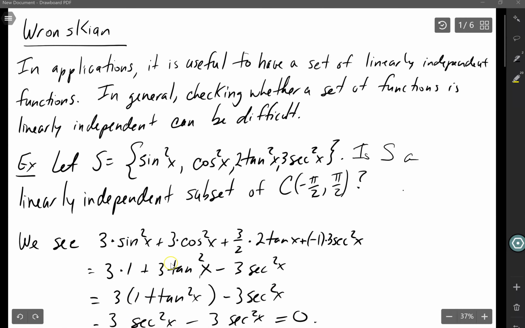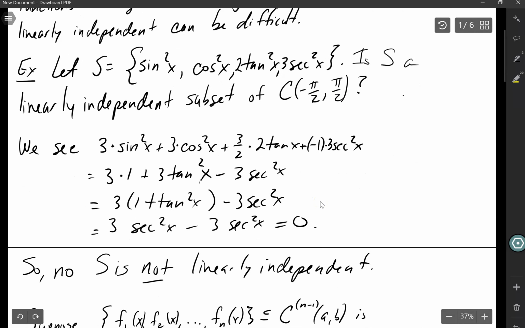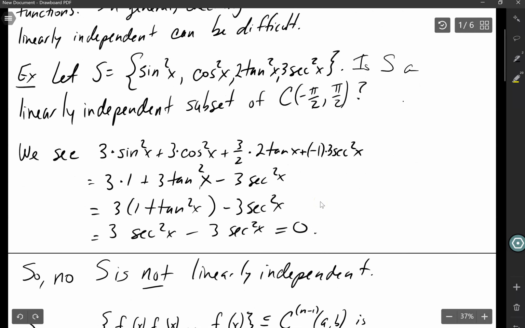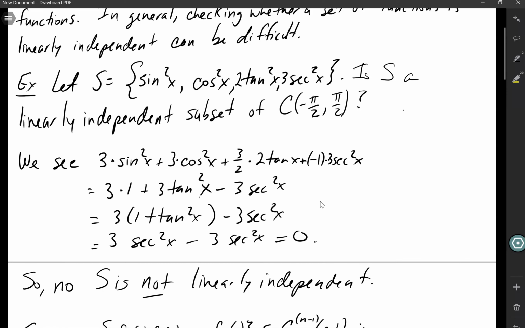So what this means is that we found constants, not all zeros, for the set of functions that give me the 0 vector, in this case the 0 function, in the set of continuous functions on this particular interval. So that tells us that that set is not linearly independent. All right, that wasn't too bad, if you remember your trig identities. But in general, you can see where this could be a pretty arduous task to figure out whether or not it's linearly independent or dependent.